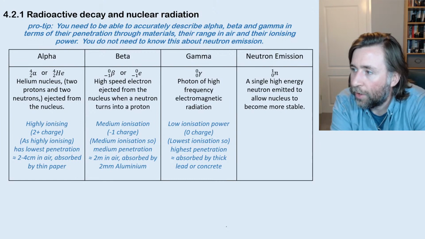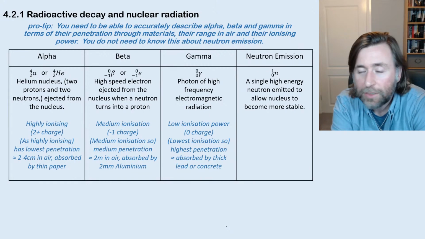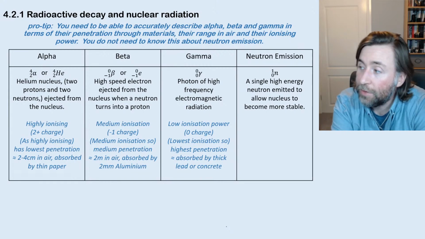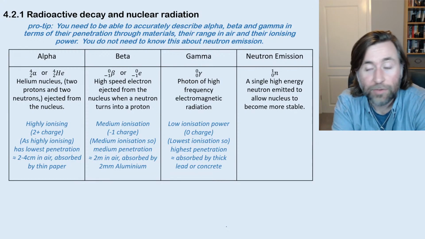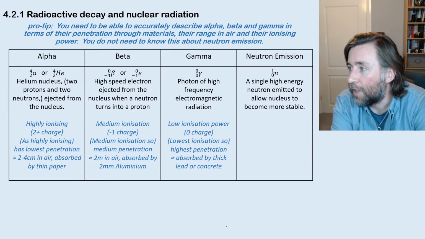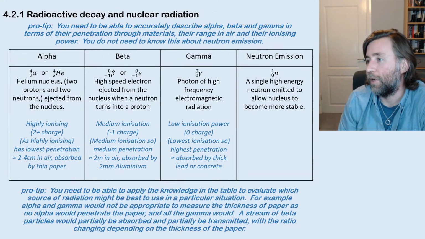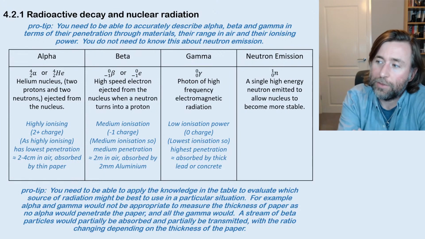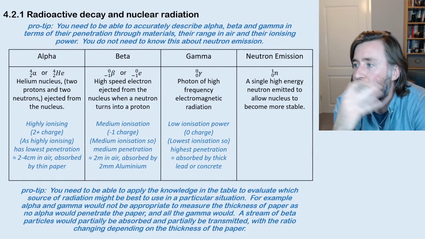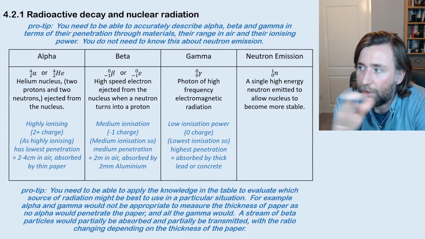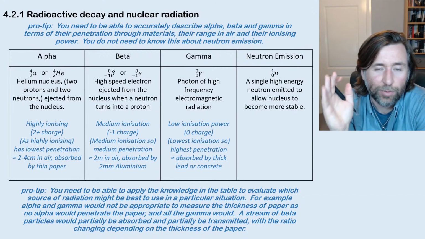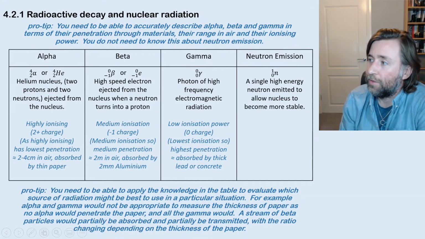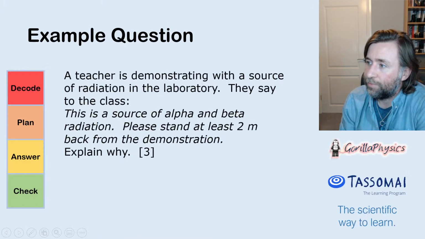Let's talk about what they are like then. The alpha is the most ionizing, and the gamma is the least ionizing, but the alpha is the least penetrating, and the gamma is the most penetrating. And we talk about that alpha is stopped by just 2 to 4 centimeters of air. Beta has a range of about 2 meters in air, and gamma's range is almost infinite in air. You need thick lead or concrete to absorb it.